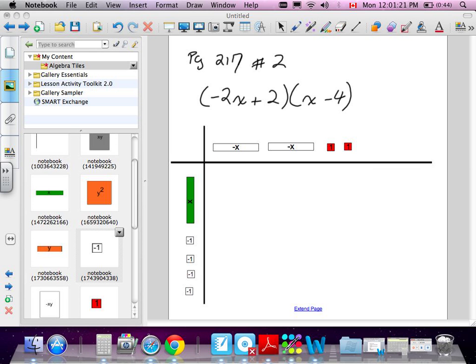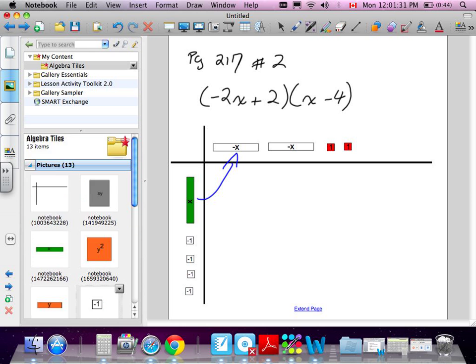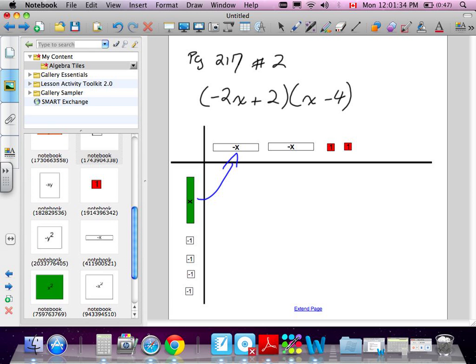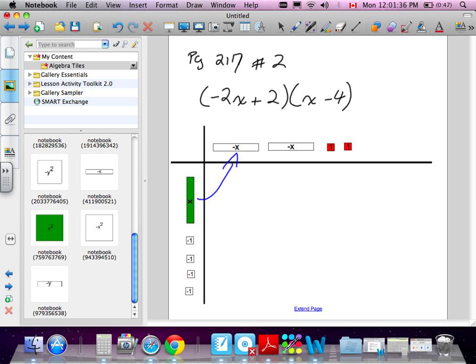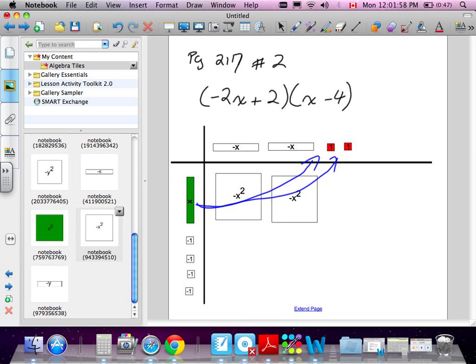Alright, now when we go to multiply these, I still have to know positive and negatives when we multiply. So I have positive x times negative x. That's going to give me positive or negative x squared. A negative times a positive is a negative, so we have negative x squared. Same with this one here. Positive x times negative x gives us negative x squared. X times positive 1 and x times positive 1. Those are both going to be positive x. So I put those 2 blocks in.